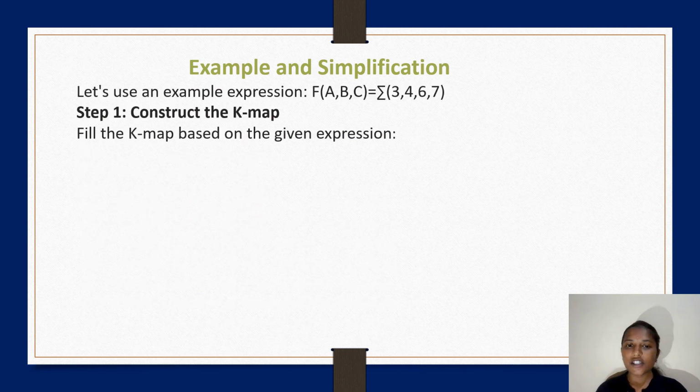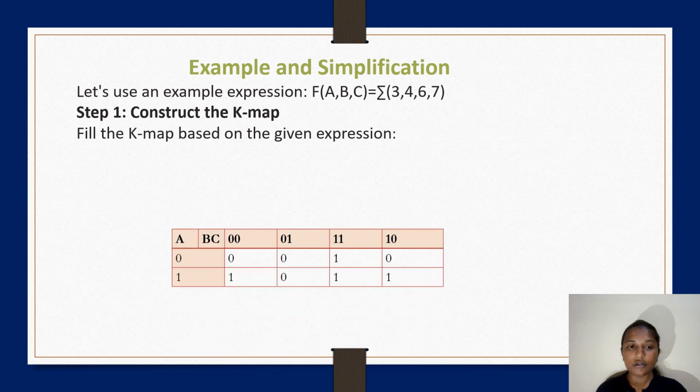Let us simplify an expression for f of a, b, c, which equals summation of 3, 4, 6, 7. First we have to construct the K-map and fill it with the given expression. We have to fill the K-map in such a way that the 3rd, 4th, 6th and 7th cells are filled with the value 1 and the remaining cells are filled with 0.